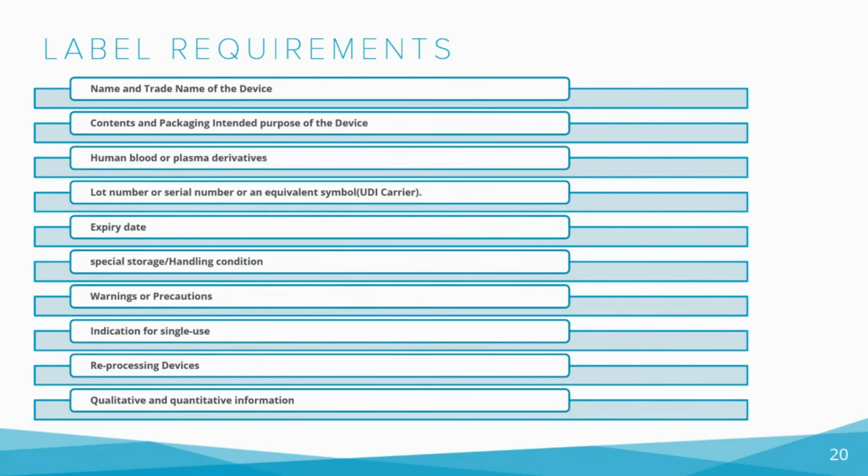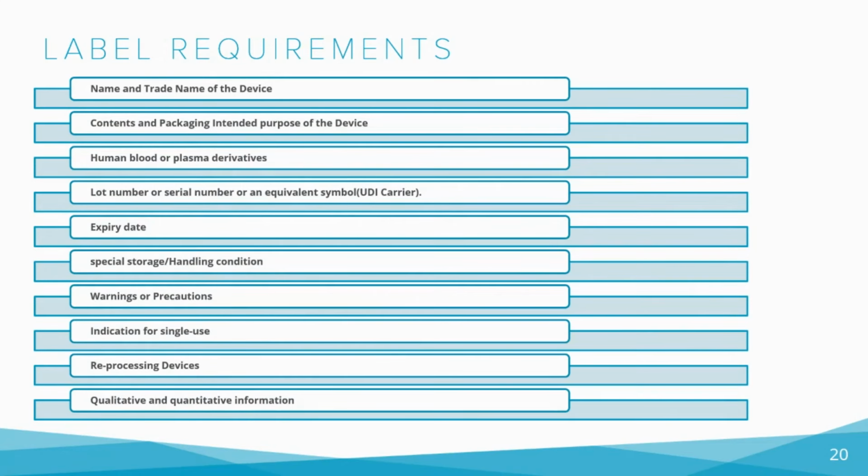Next, reprocessing devices. Reprocessing is the process of cleaning, disinfecting, and sterilizing a medical device intended for multiple uses. The MDR demands that medical devices that are intended for reprocessing shall be labeled accordingly. The labeling of reprocessing instructions is important to ensure that the device is reprocessed correctly and is not damaged or compromised in any way during the reprocessing process.